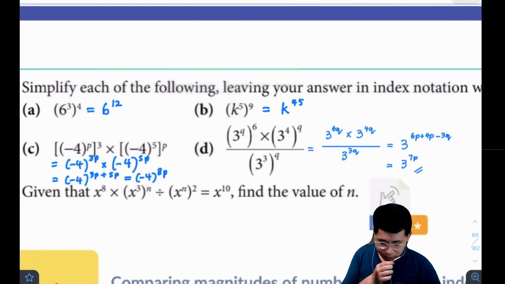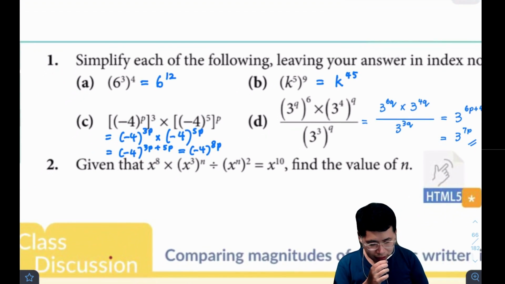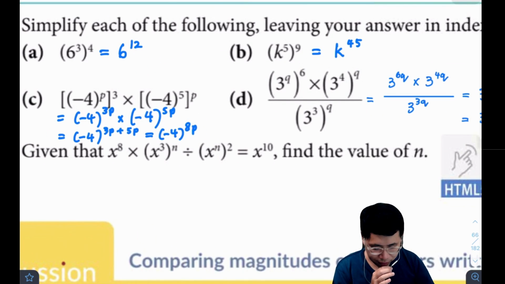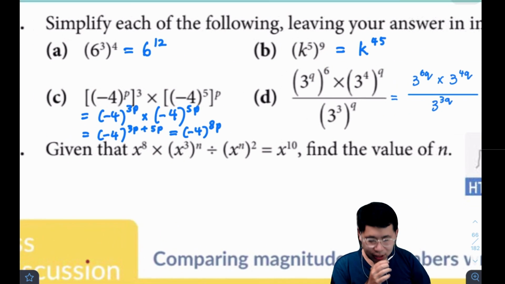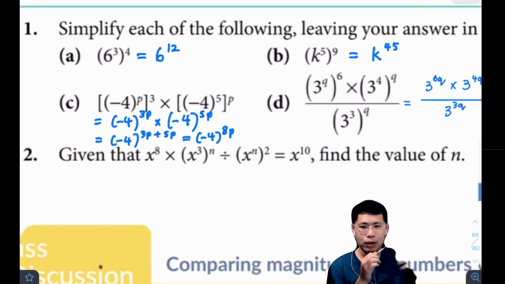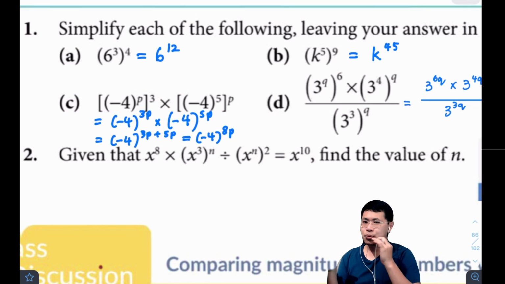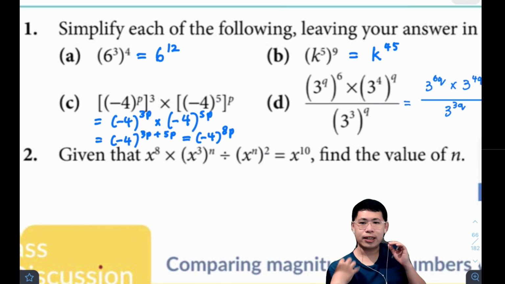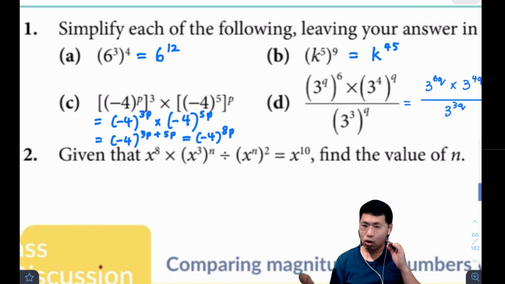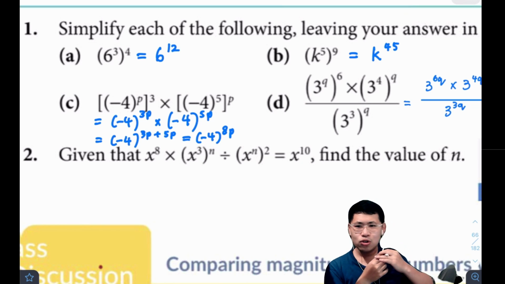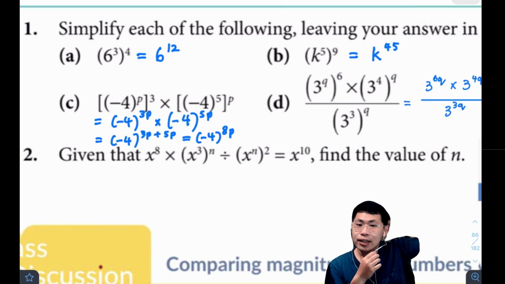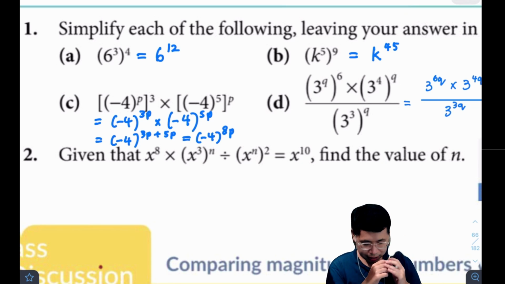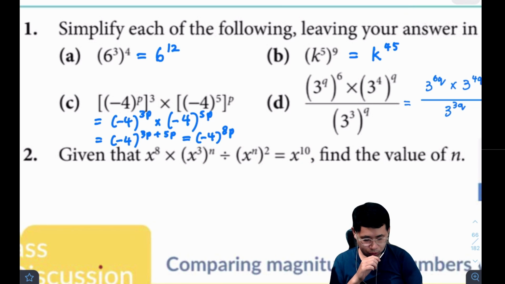Let's take a look at number 2. Now given that this and that, find the value of n. So now this one is a bit special. Question 1, we needed to simplify, and sometimes we need to evaluate. For part 2, what we need to do is solve for the value of n. So solving, right, there is a very different thing going on, and let me show you how it is done. Okay, so let's take a look at this equation over here.